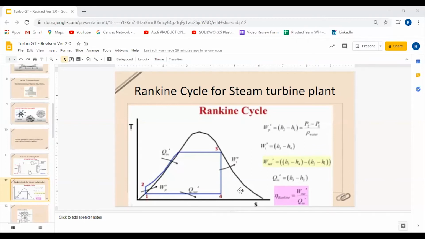So it is Qp prime or H3 minus H2, which is basically the heat supplied to the system. Then at the bottom, we have the efficiency of the complete Rankine cycle, which is W net prime by Q n prime. This is the basic cycle efficiency of a steam turbine.